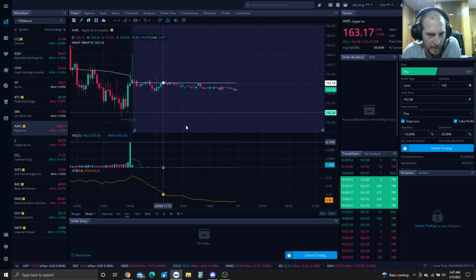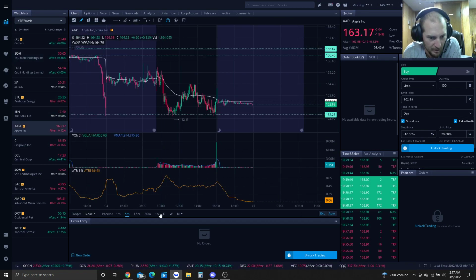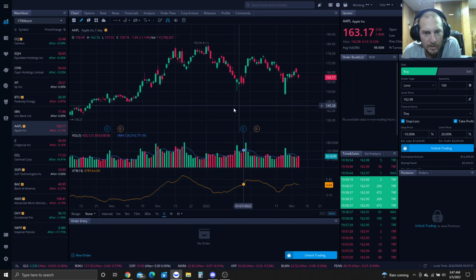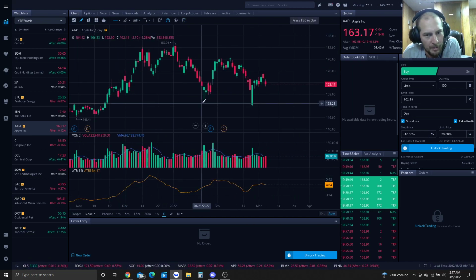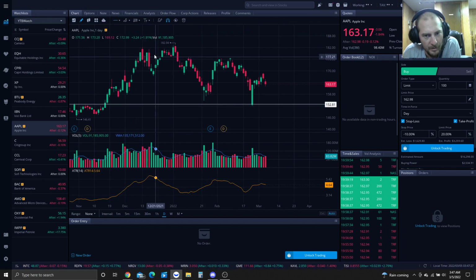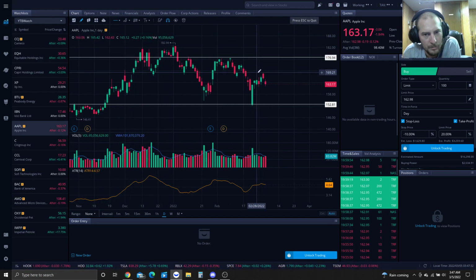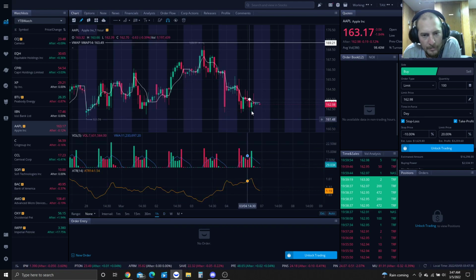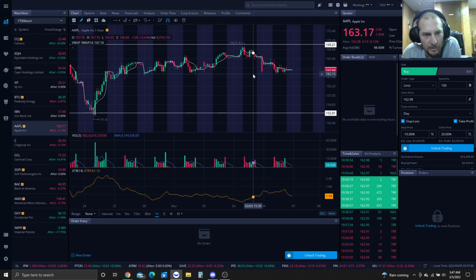So let's go to Apple here because I know everybody in the whole chat loves Apple. Let me delete all my old drawings. So I'll go to the daily chart on Apple. I'll mark out significant levels. So significant level here. Here's a good one. A pivot there. Then we'll go down to our hourly chart, mark them out. It's a really strong support level here.